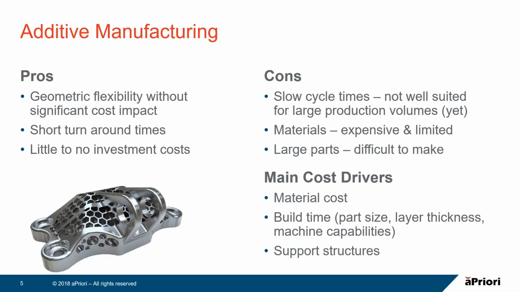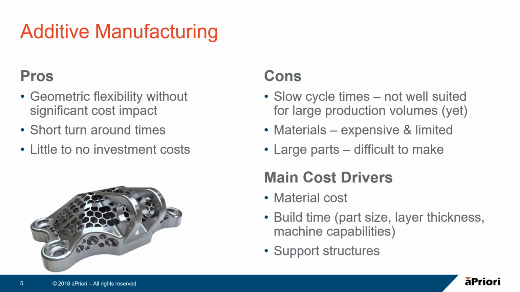So in terms of main cost drivers that we see within additive manufacturing, because the materials are so expensive, material cost is generally going to be your biggest cost driver for most parts. In terms of actual processing, your build time, so the time to actually print the part, is going to be a significant cost driver as well.